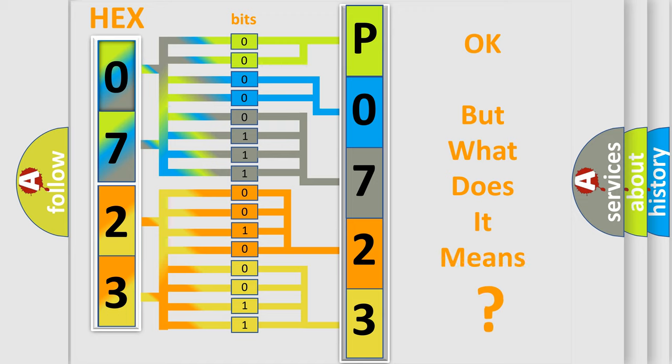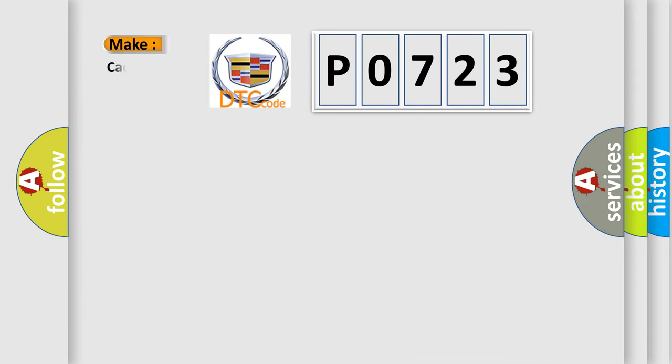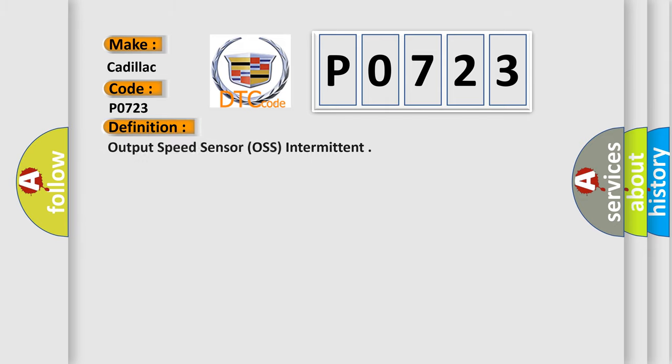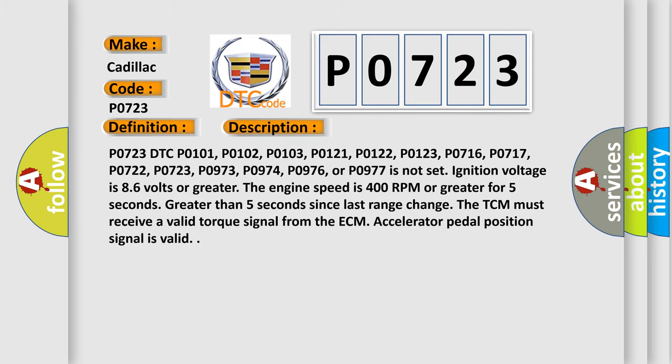The number itself does not make sense to us if we cannot assign information to what it actually expresses. So, what does the diagnostic trouble code P0723 interpret specifically for Cadillac? The basic definition is output speed sensor OS intermittent. And now this is a short description of this DTC code.